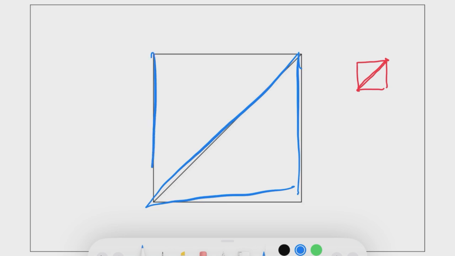One is this part and another one is the other part. So basically we have two triangles in this case. We'll see other examples and understand how this changes.